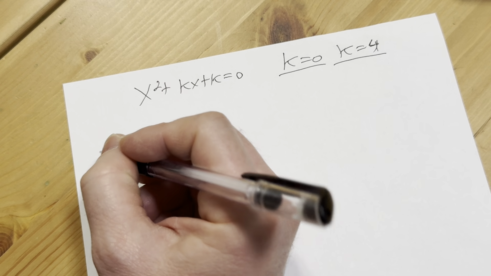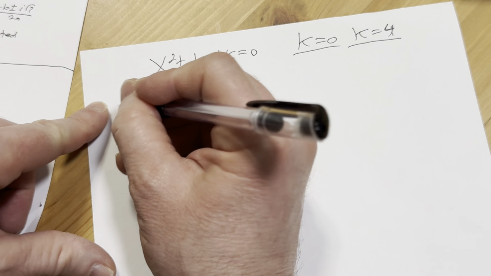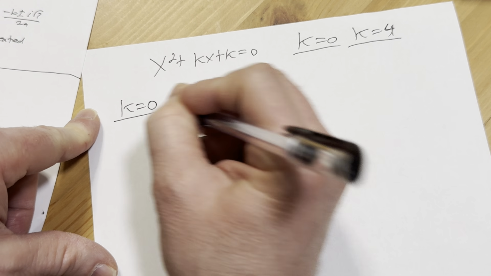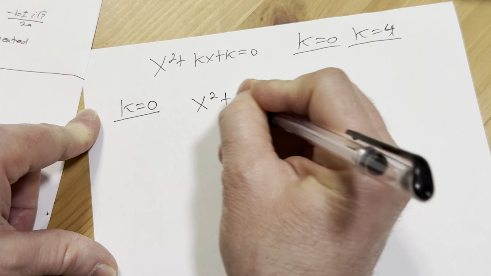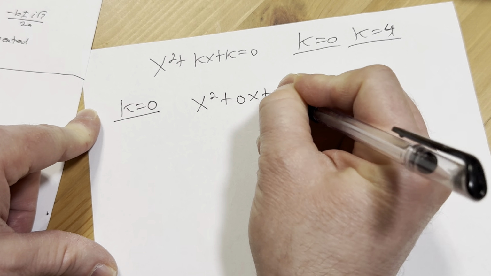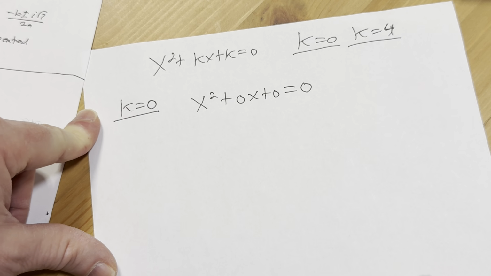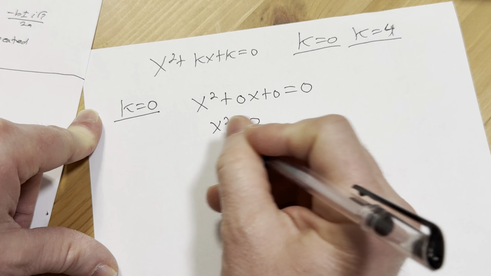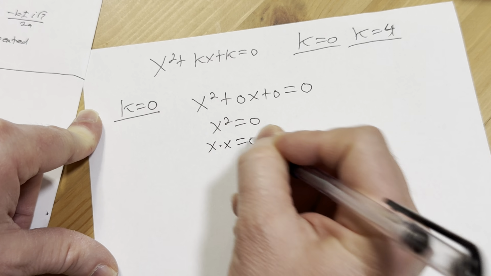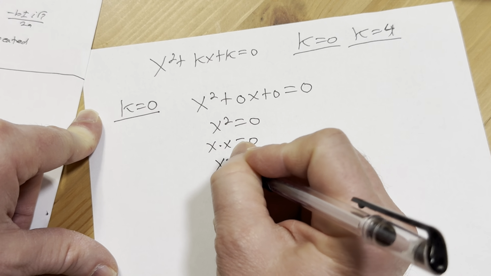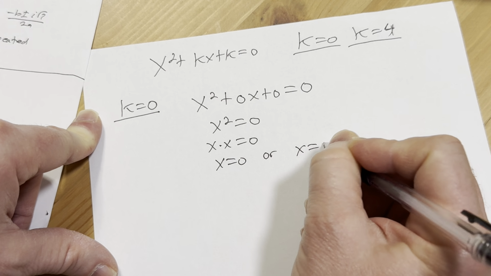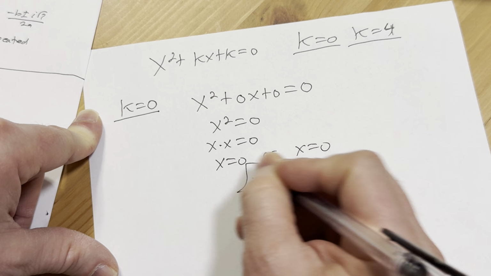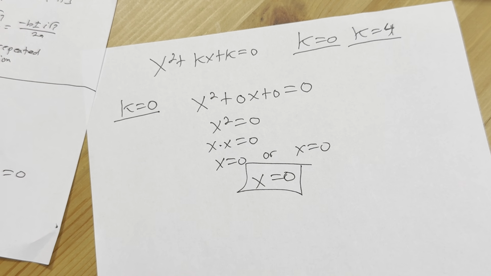So let's do k equals 0 first. Plugging in k equals 0, we have x squared plus 0x plus 0 equals 0. So we have x squared equals 0. So that means x times x is 0. So x is 0 or x is 0. Just x equals 0. Just being pedantic here. So 0 is our repeated root, or if you remember, our root of multiplicity 2.